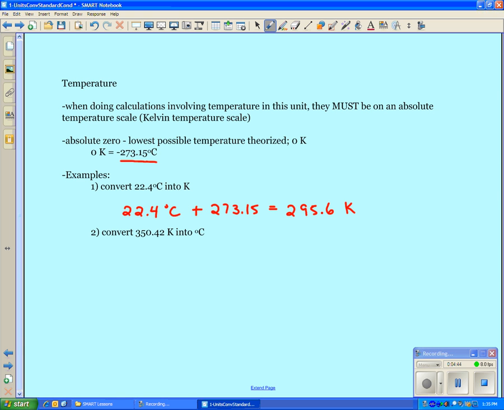Second example, this time we have kelvins. We want to change that into degrees Celsius. So 350.42 Kelvin. This time subtract 273.15, and that will give us our answer in Celsius. So on your calculator, you should get 77.27. We want to keep 2 decimal places for that calculation. Remember that your Kelvin temperature always will be above 0, and it will always be larger than its equivalent Celsius temperature.